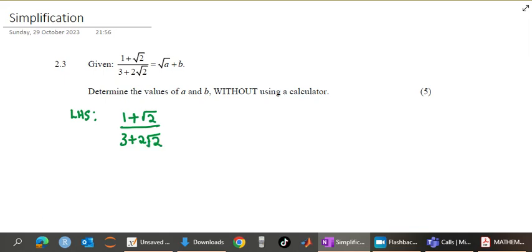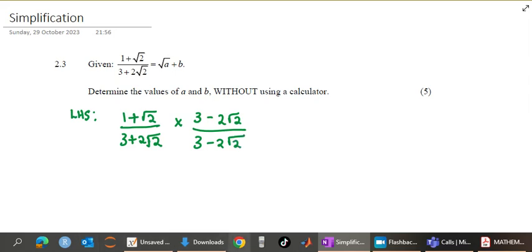Okay. How do we rewrite this in a linear form whereby it will be a square root of a plus b? The first thing to do is to rationalize. How can we rationalize this? We multiply by 1, and my 1 in this method will be 3 minus 2 square root of 2 divided by 3 minus 2 square root of 2.